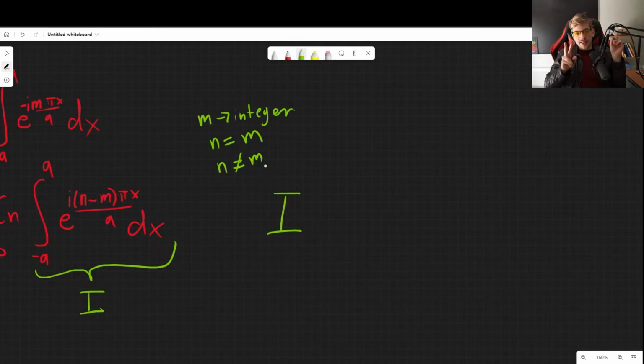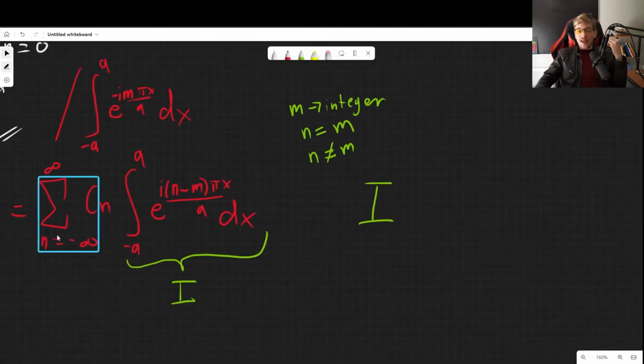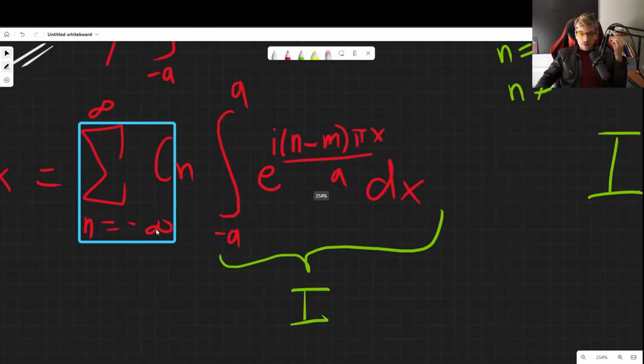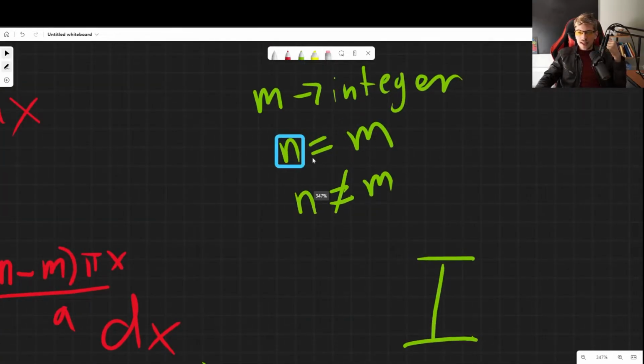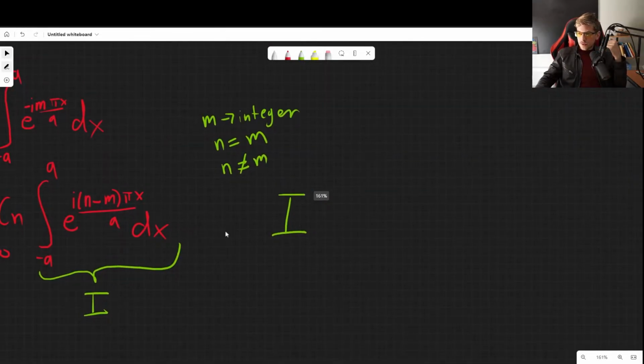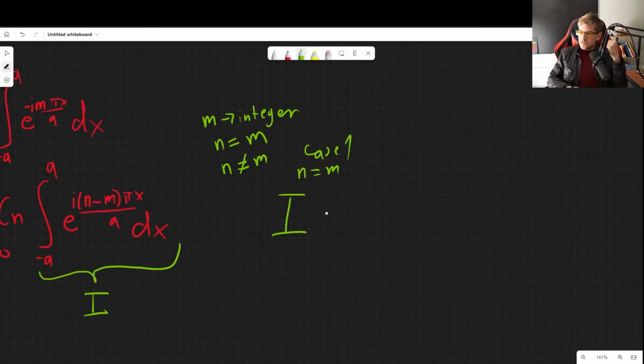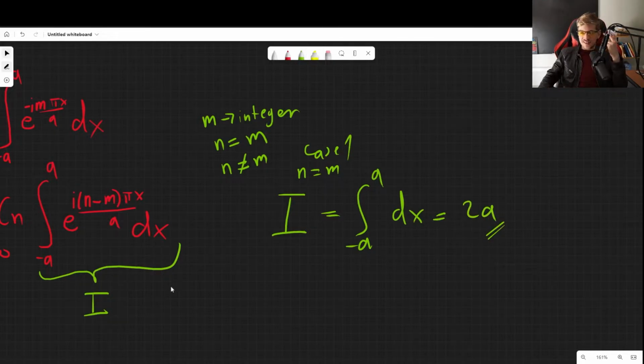So there are two cases, right? Because we're going over every single integer number, so you cannot avoid n and m being equal at some point. So let's go for n equals m first. Case 1. If they are equal, then n minus m is 0, and you're simply integrating dx from minus a to a. So this is 2a. Nothing too crazy. That was pretty easy.